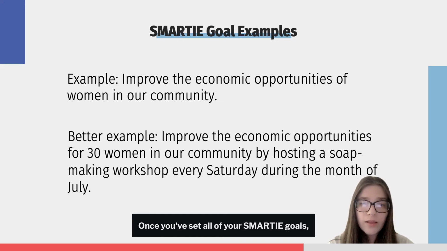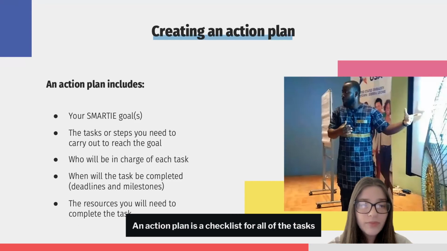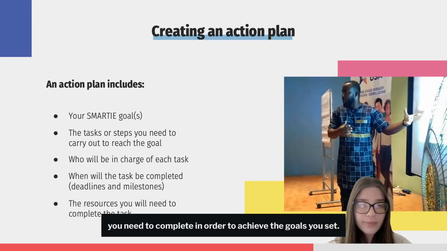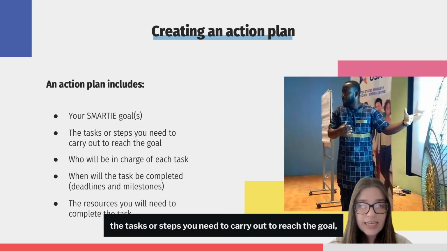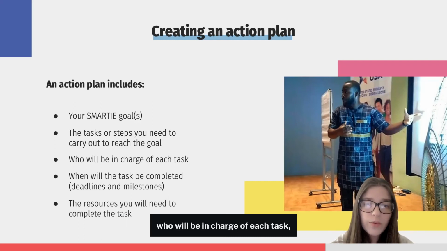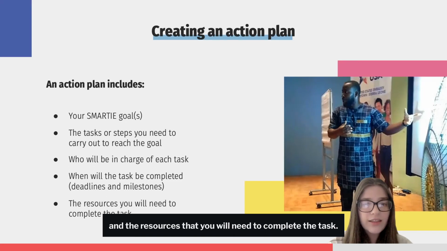Once you've set all of your SMARTIE goals, it's time to create an action plan. An action plan is a checklist for all of the tasks you need to complete in order to achieve the goals you set. An action plan will include your SMARTIE goals, the tasks or steps you need to carry out to reach the goal, who will be in charge of each task, when the task will be completed, and the resources that you will need to complete the task.